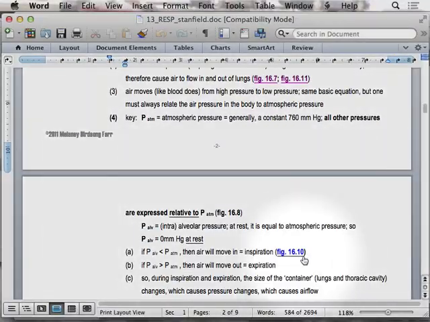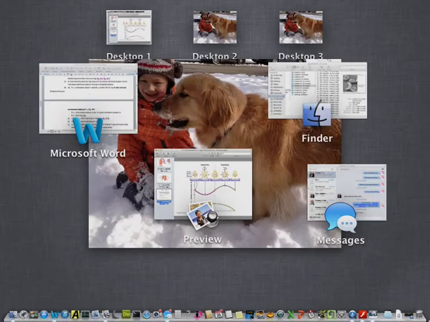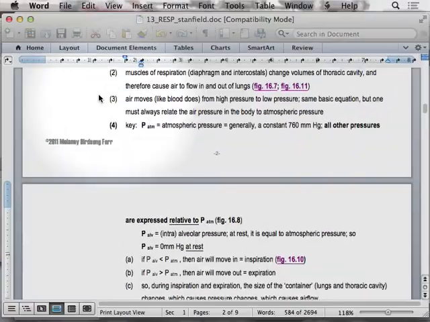There's a figure that I want to show you. Okay. I'll bring you those pressures in just a second.